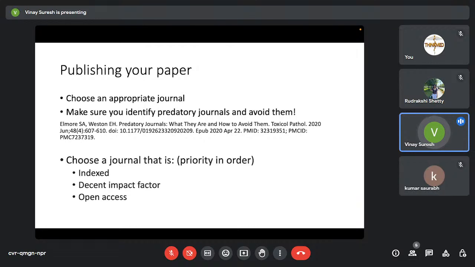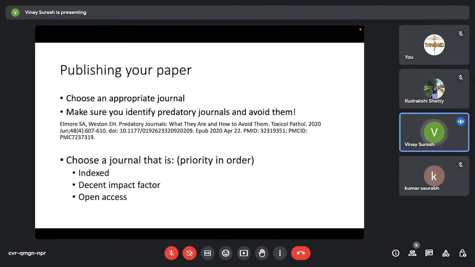Next, coming to publishing your paper, it's always important to choose an appropriate journal, and make sure you identify predatory journals. Let's say you publish a single paper, it's quite likely that your inbox will be filled with spam emails from different kinds of predatory publishers saying you publish with us, you present with us, and so on and so forth. It's very important to identify them because there are many lists actually.